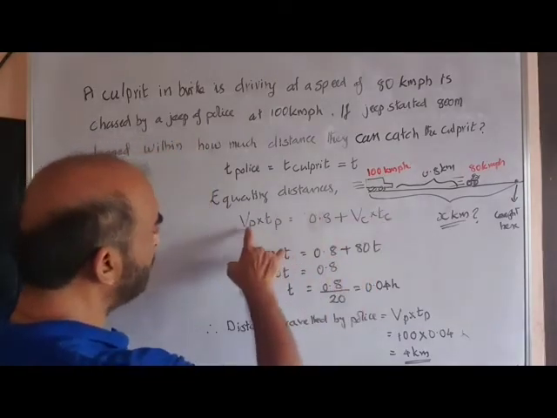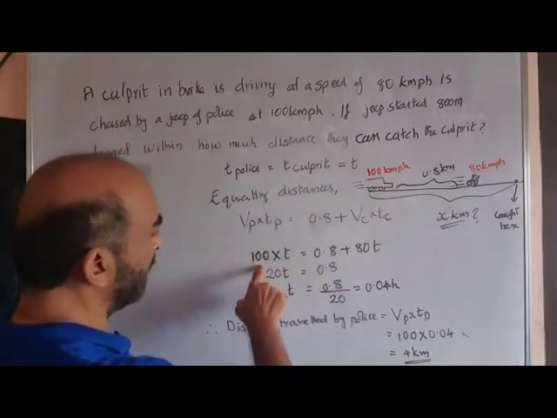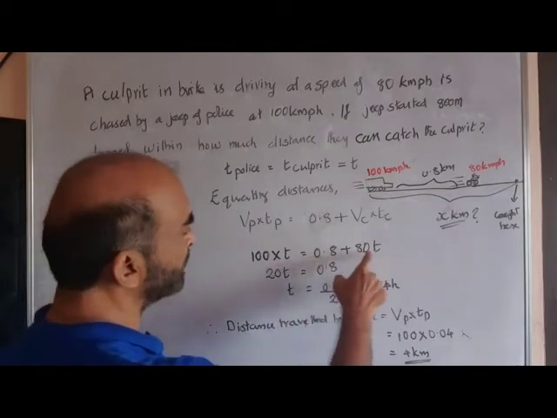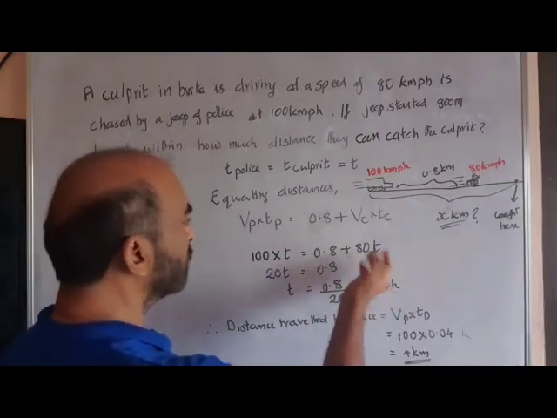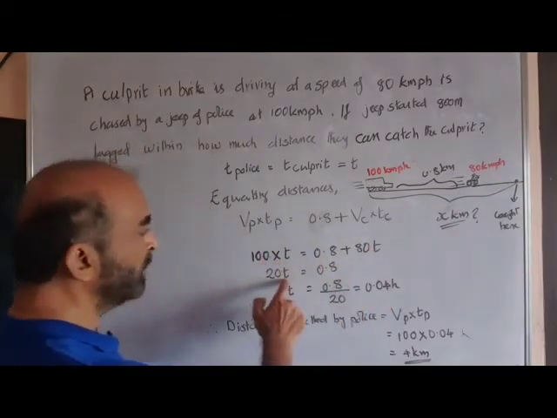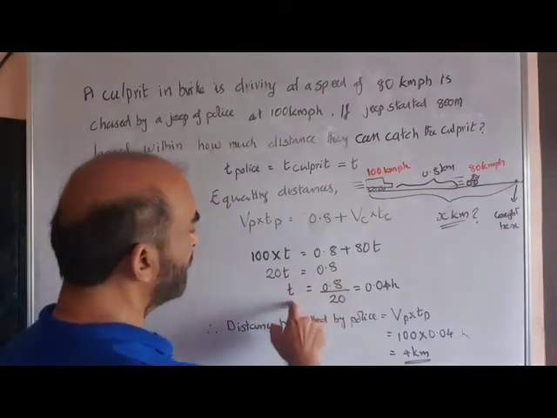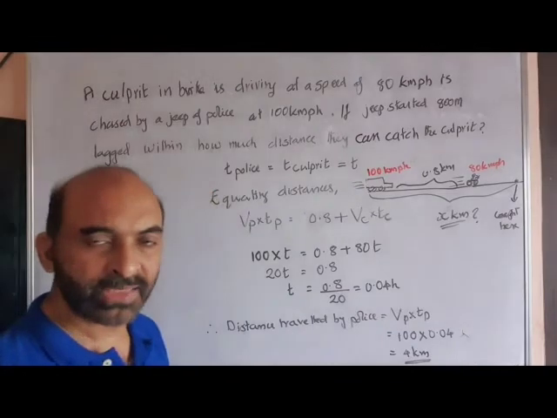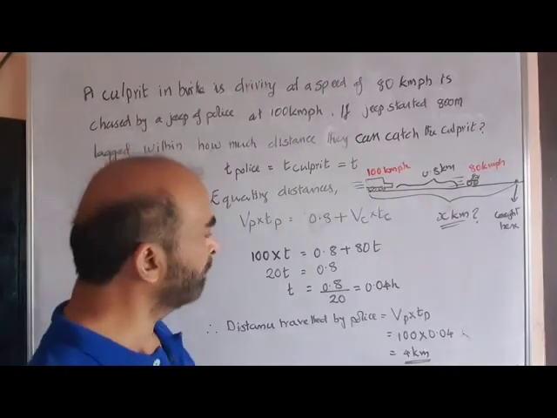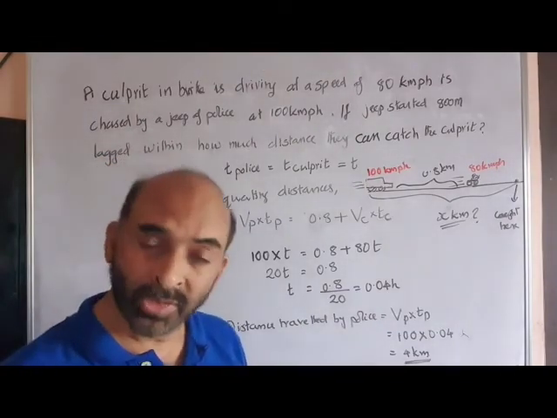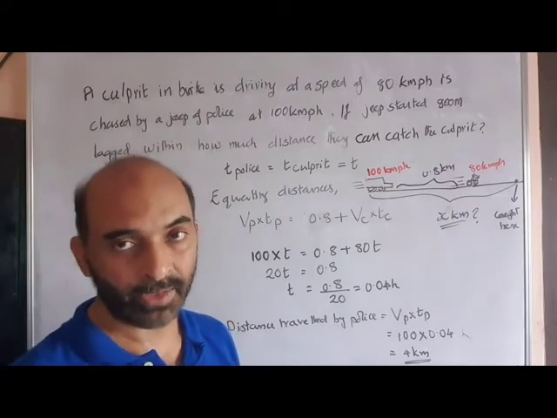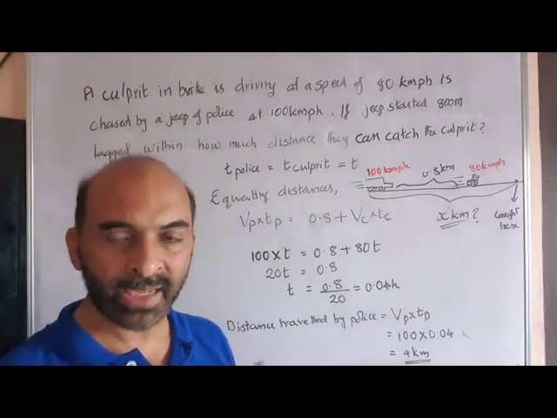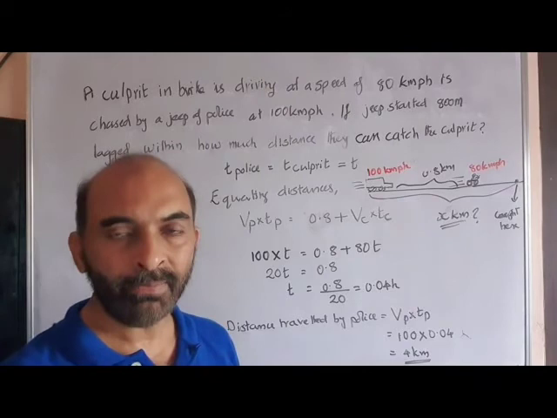So, Vp is 100 km per hour. 100 into T is equal to 0.8 plus 80 into T. So, taking 80 to this side, 20 T is equal to 0.8. T is equal to 0.8 by 20, 0.04 hour. So, that's the time of the journey for both the culprit and the policeman. Policeman is lagging behind, not in time, but in distance.